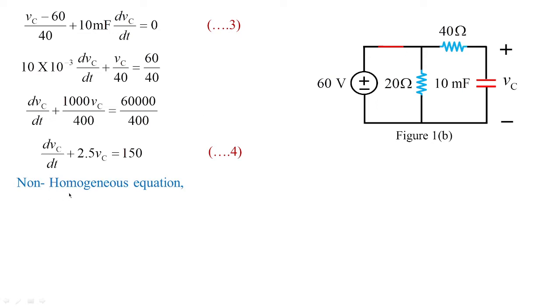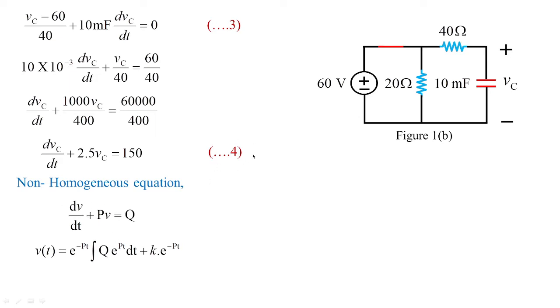And for a non-homogeneous equation, that is dV by dt plus pV is equal to Q, the solution is V of t is equal to e to the power of minus pt integral Q e to the power of pt dt plus k e to the power of minus pt. Now this equation is a general solution for a non-homogeneous equation which is in this form.